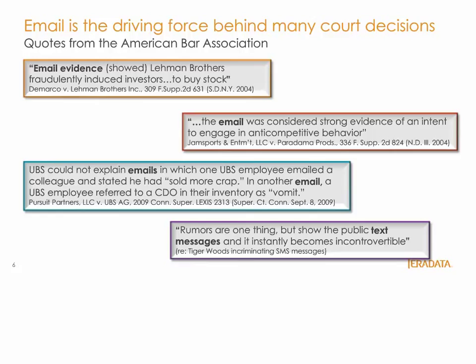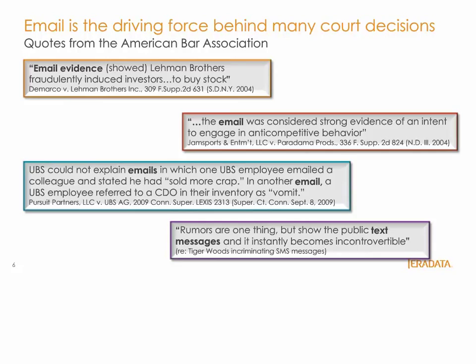And then the third one is around UBS internal emails, which reflected that they knew their product was bad and not worthy to be sold on the market, but they were pushing it and even talked about it as such. And then this last one, to show that it's really not restricted to just financial services. The American Bar Association even cited Tiger Woods' incriminating text messages as really being the thing that toppled him.